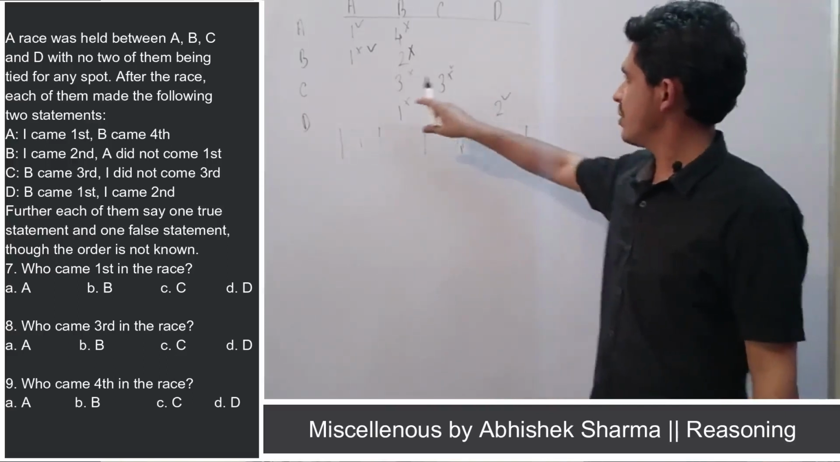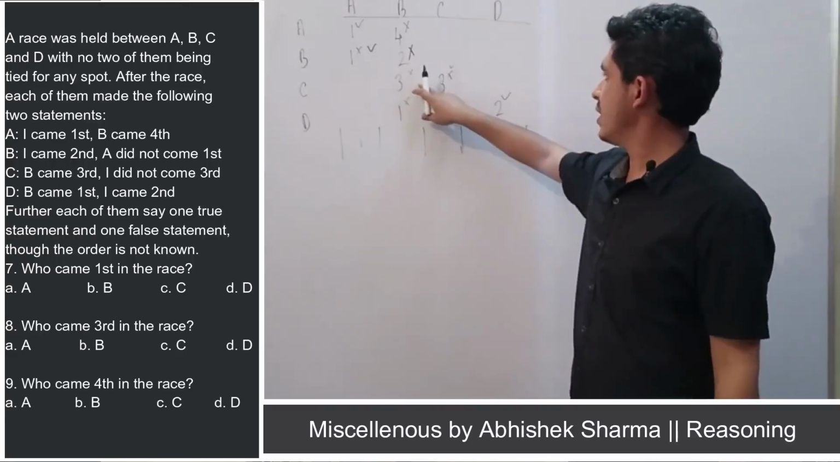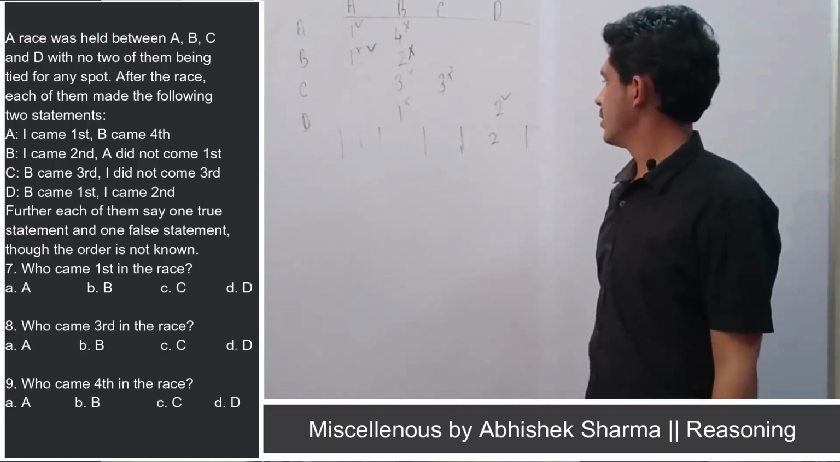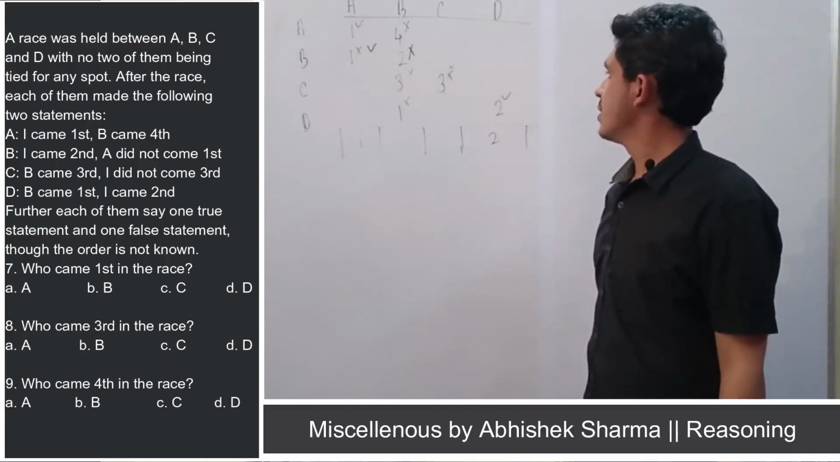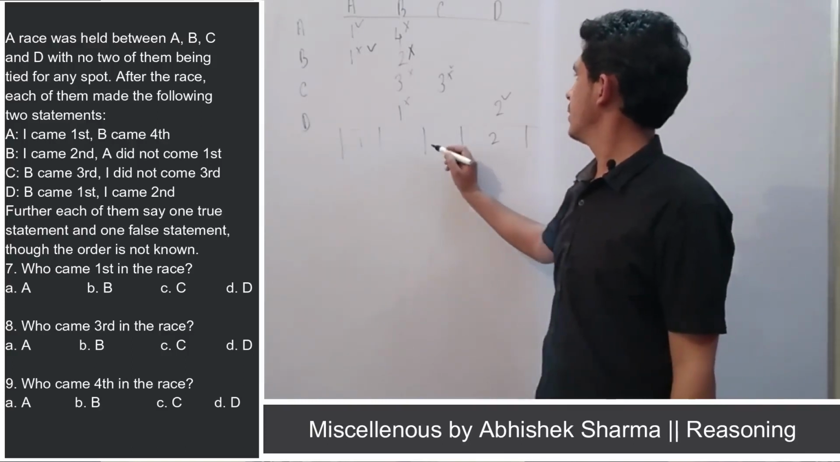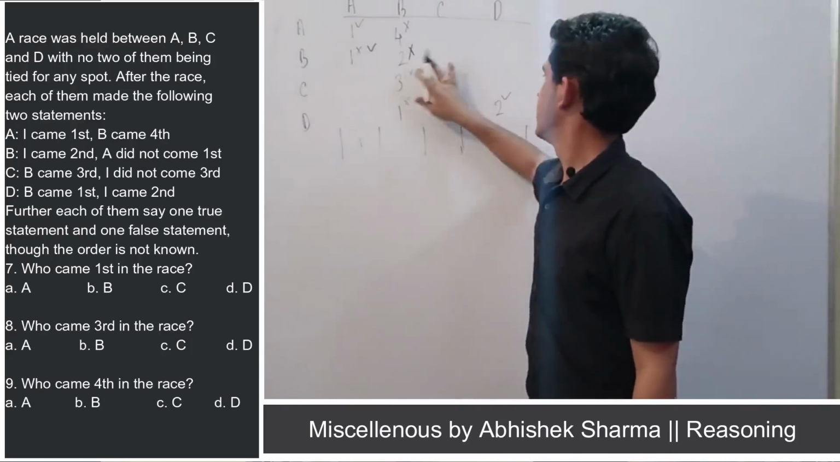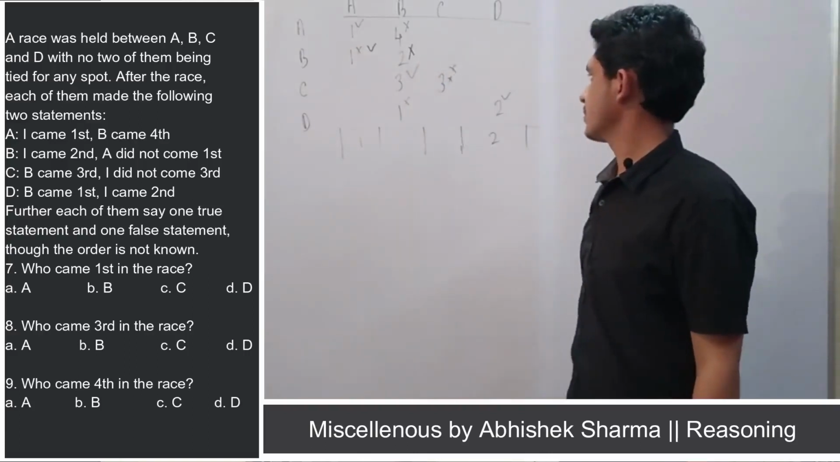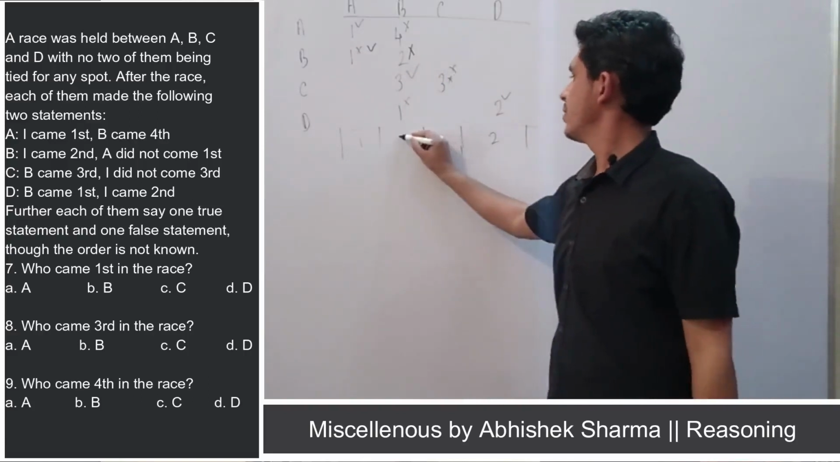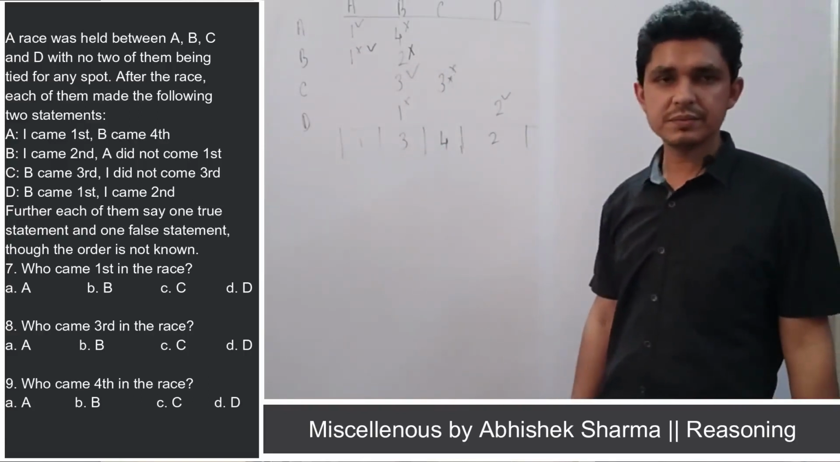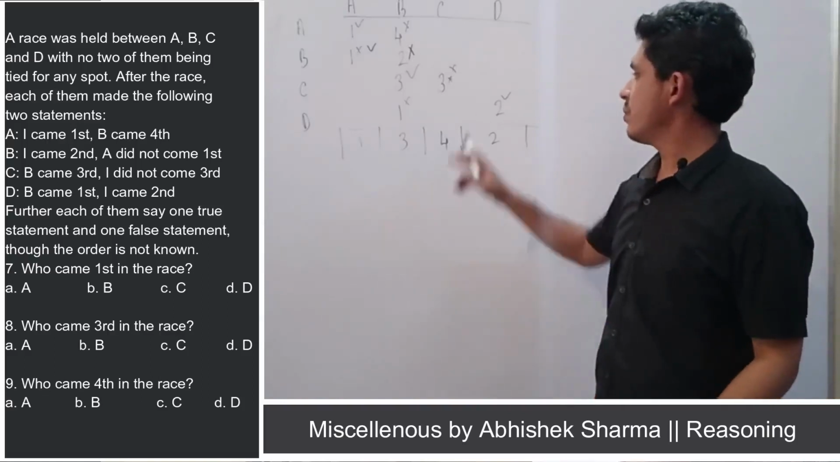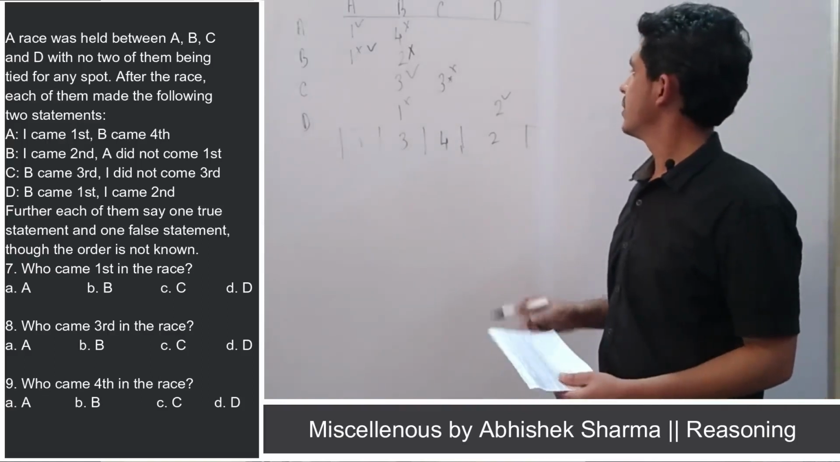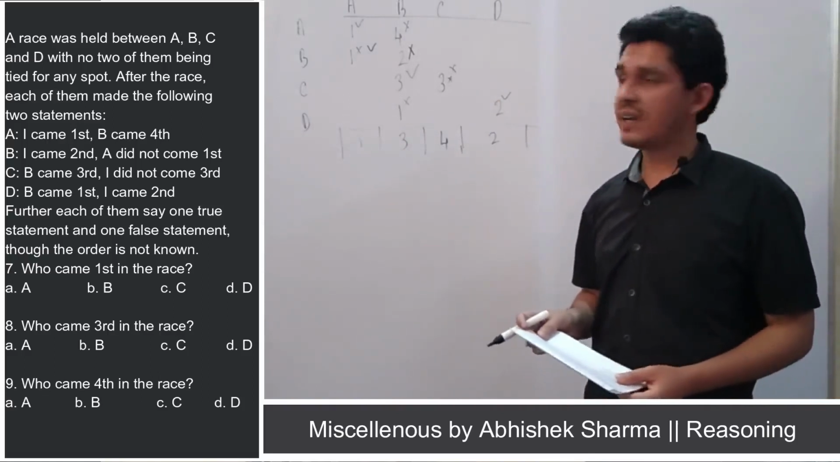And if we check the statement spoken by C, he is saying that B came third and I did not come third. So if we check here, the order can be like this: this statement should be true and this statement should be false, right? So 3 would be here and 4 would be here, right? So the correct ordering would be A first, D second, B third and C fourth.